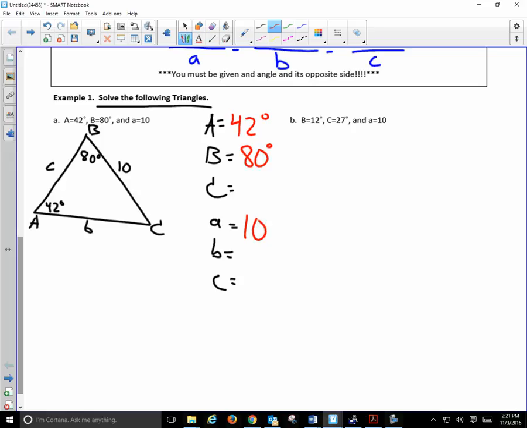So I got to figure out 6. I've already got 3. One of these missing 3 is super easy to figure out. Which one? Angle C. Why? All angles add up to 180. So 180 minus 80 is 100. Minus 42 is 58 degrees. Anybody have a question with how I came up with 58?